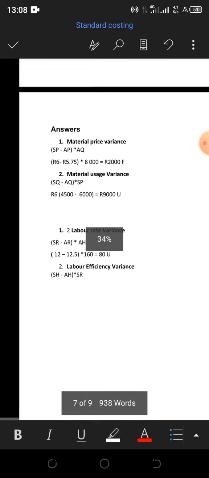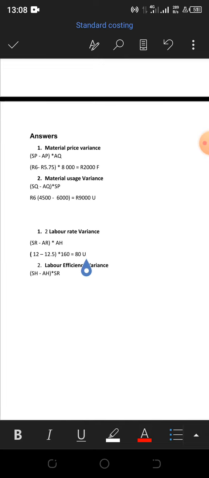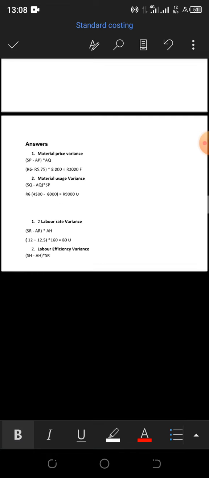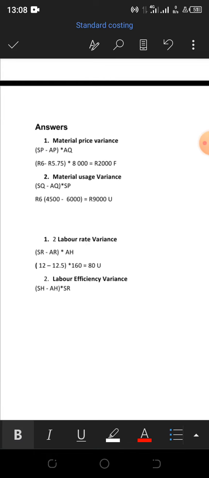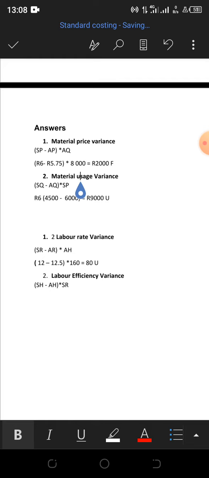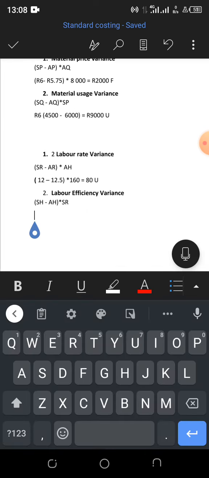Okay, so let's proceed. Now we have to go to labor efficiency variance. Firstly, we have to look for standard hours and actual hours, then we multiply by the standard rate. The standard rate, we have it. The standard rate is 12 rand.